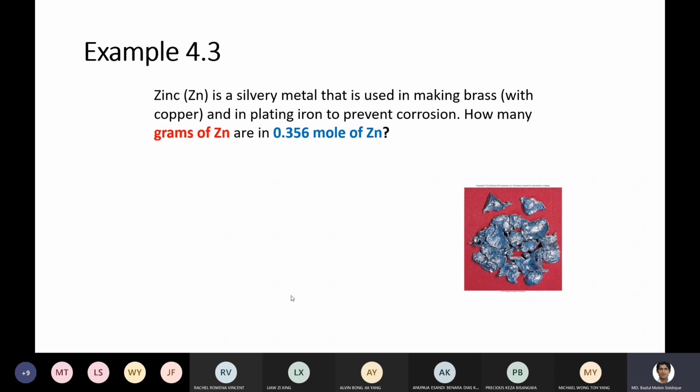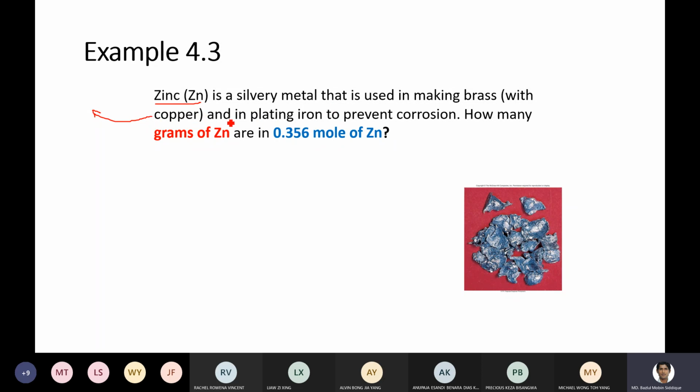Okay, so there are some other examples. Another one says that zinc is a silvery metal, and it is used in making brass. Brass is a mixture of copper and zinc. Copper is a reddish color, and zinc is a silvery color. But when they are mixed together, it becomes like a gold color, and sometimes it is confused with gold.